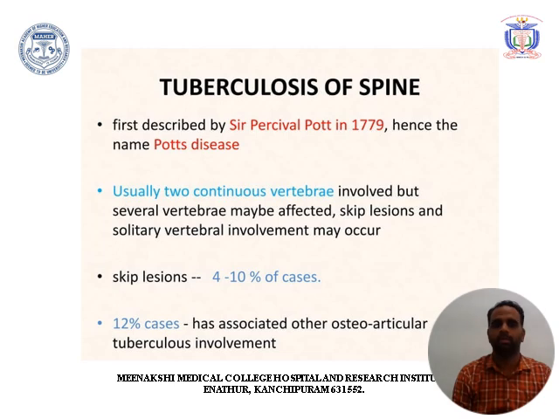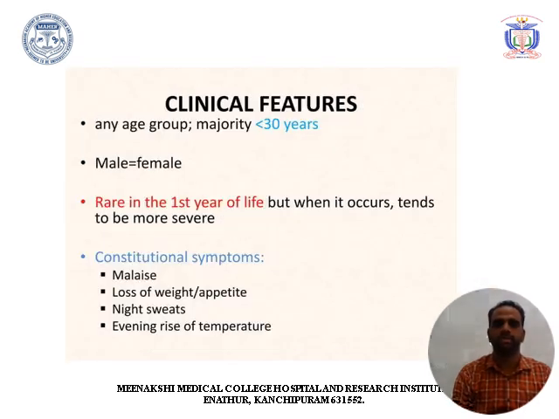Coming to the tuberculosis of the spine, it was first described by Sir Percivall Pott in 1779, hence the name Pott's disease. Usually two contiguous vertebrae are involved, but several vertebrae may be affected, that is called skip lesions, and solitary vertebral involvement may also occur. Skip lesions occur in 4 to 10% of the cases, and 12% of the cases are associated with other osteoarticular tuberculosis involvement. Clinical features: tuberculosis may occur in any age group, majority less than 30 years, male and female predisposition is the same. It is rare in the first year of life. When it occurs, it is more severe.